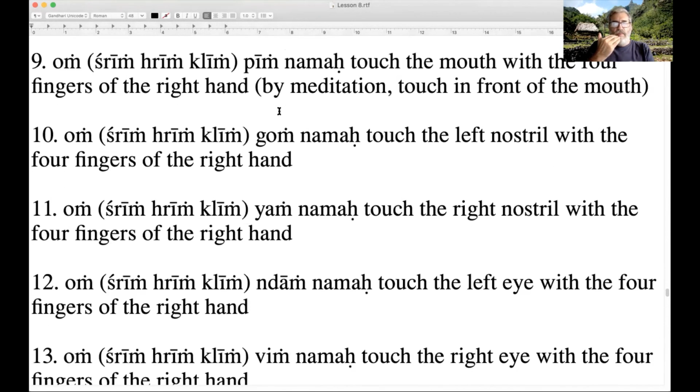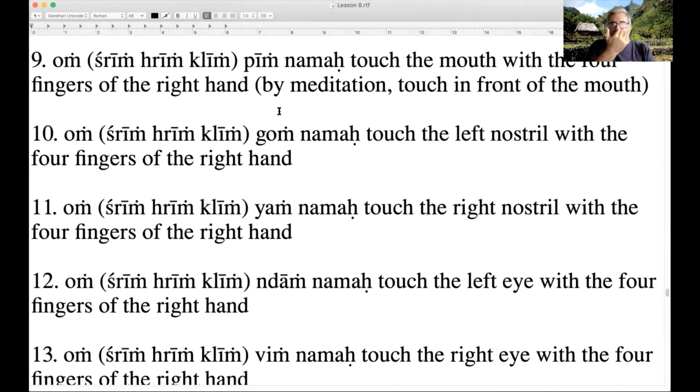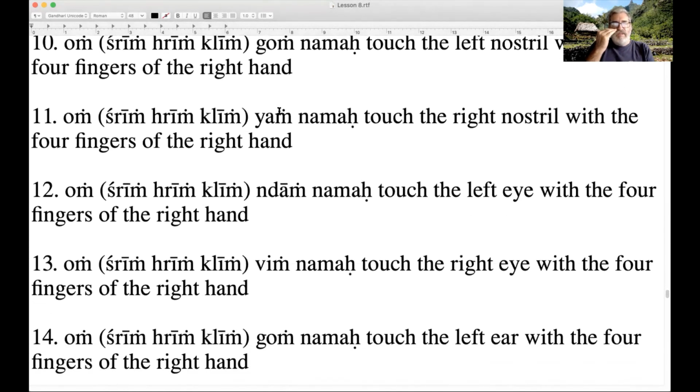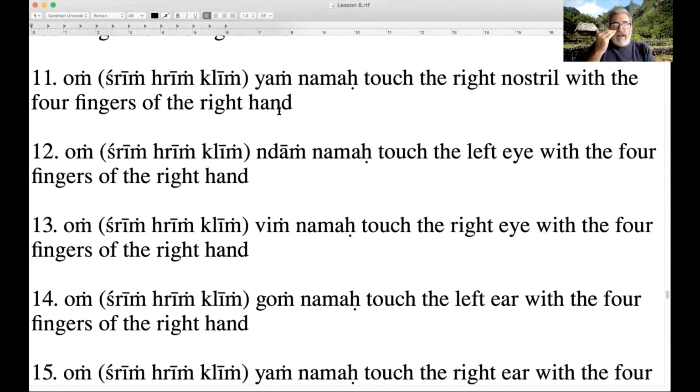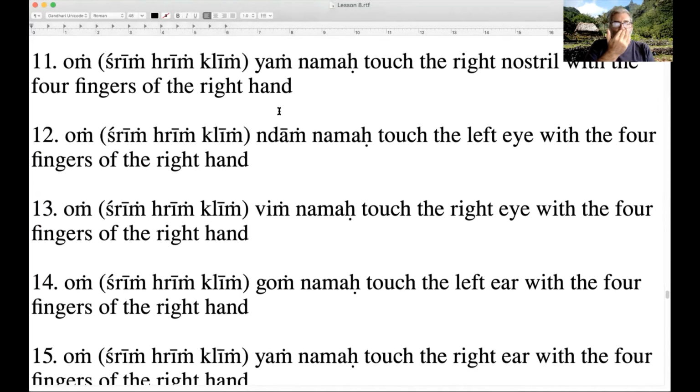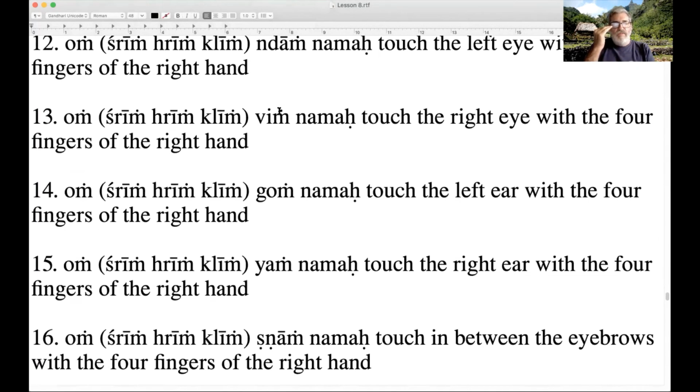Om Gom Namaha, touch the left nostril with the 4 fingers of the right hand. Om Yam Namaha, touch the right nostril with the 4 fingers of the right hand. Om Dam Namaha, touch the left eye with the 4 fingers of the right hand. Om Vim Namaha, touch the right eye with the 4 fingers of the right hand.